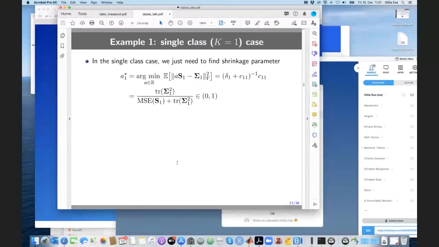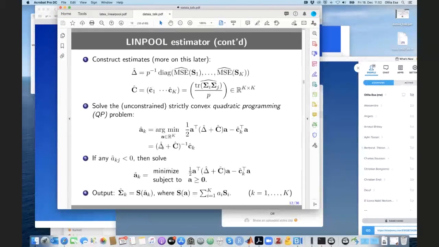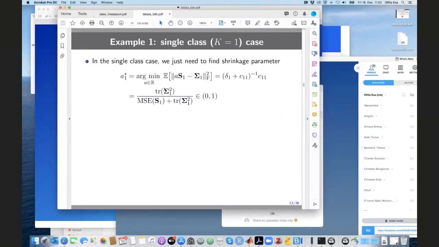So the first special case is: what if we just have a single class instead of multiple classes? Then the estimator that we are looking at is just a scaled version of the sample covariance matrix. In this case, looking at this solution, it was delta plus C, its inverse times C, and C now is just the trace of the covariance matrix squared, and delta 1 was just the mean squared error of the sample covariance matrix. So as you can see, the weight that we have, the minimum, is always between 0 and 1.